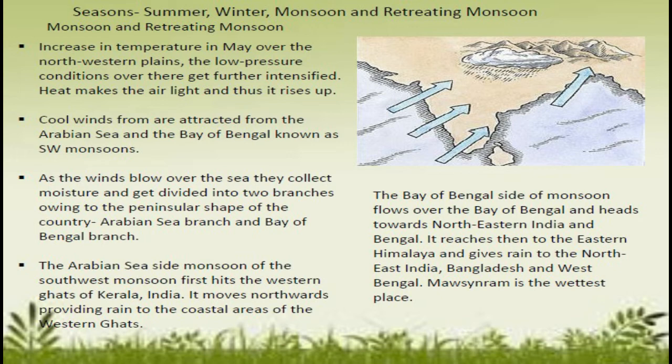The Arabian Sea side monsoon branch first hits the Western Ghats of Kerala, India, and then moves northwards, providing rain to the coastal areas of the Western Ghats. The Bay of Bengal side monsoon branch flows over the Bay of Bengal and heads northwards to northeastern India and Bengal. It then reaches the eastern Himalaya and gives rain to northeastern India, Bangladesh and West Bengal. Mawsynram is the wettest place.